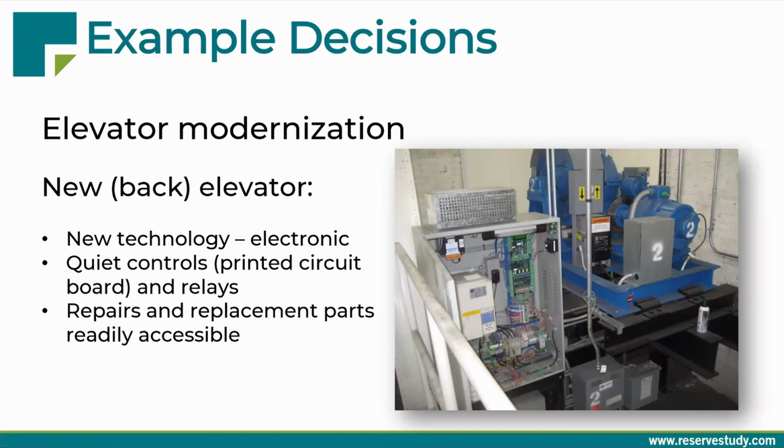The controls are quiet. It's all printed circuit board technology. And what's very important is that the repairs, the staff to do repairs on this, and the replacement parts are all readily accessible. So this is an example of how we took what could have been a two elevators modernized line item, pulled them apart, and spaced them out. This is going to serve the association well because it manages their cash flow, only one big hit at a time, and it also maximizes the life of their old unit. And for people like me that have been doing inspections for decades, it's kind of fun to see the old and the new in one room, both at the same time.